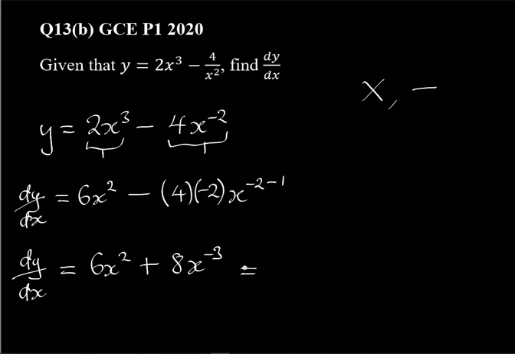If you want to simplify your answer further, you can take it back to the form that you are given it. So 6x squared plus 8 divided by x to the third. Simple, right? This is our final answer. Notice nothing is special about this question and you get your marks for it. Let's go to a different one.